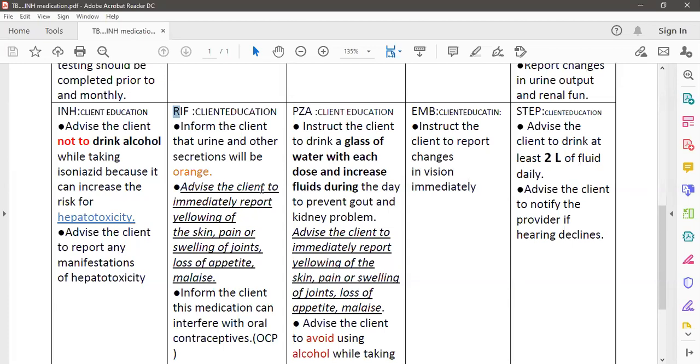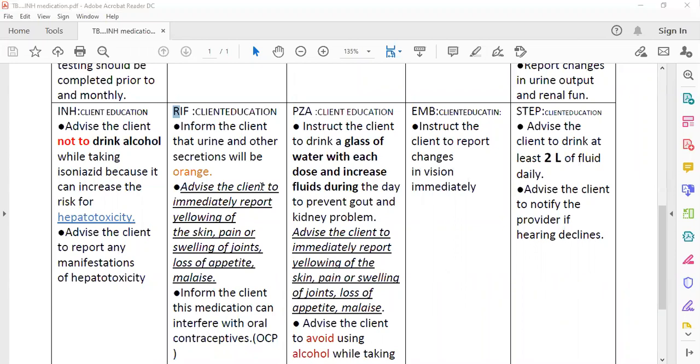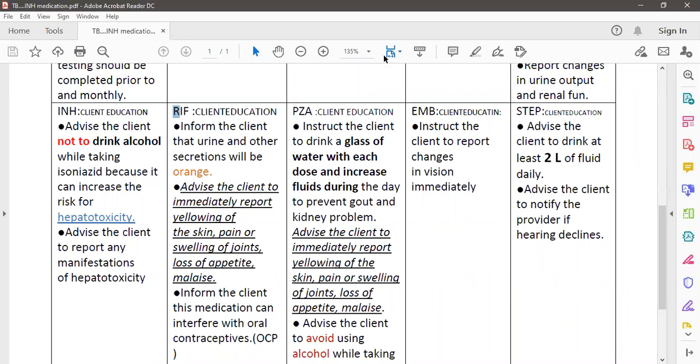We advise the client to immediately report if they see any yellowing of the skin. Yellow skin means an increased bilirubin level, indicating jaundice. Pain or swelling of the joint, loss of appetite, or patient complaint of malaise indicate liver damage. Inform the client this medication can interfere with oral contraceptives.